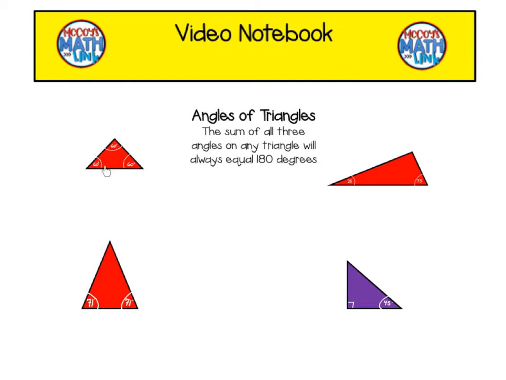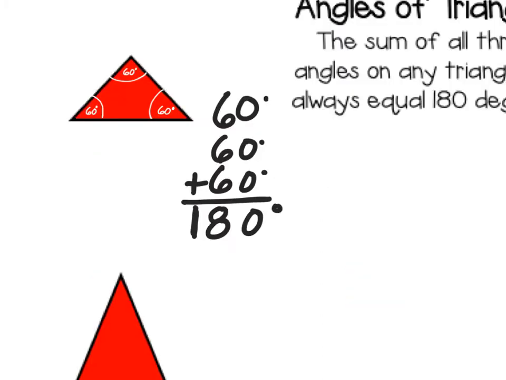This one is an equilateral triangle, so each angle is 60 degrees. According to this rule, if I add these three up, I should get 180. Let's go ahead and take a look at that and see how it works. And here we go, my friends.